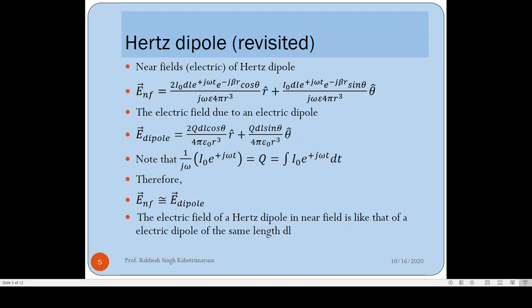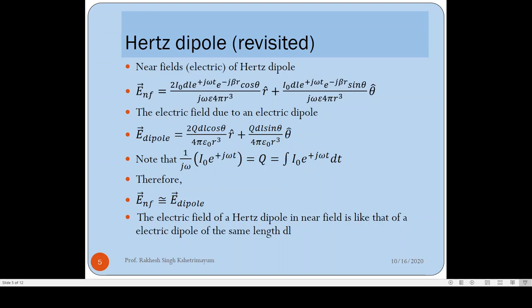This is also a very good observation you can make. From it you can assume that in the near field, the Hertz dipole is behaving like an electric dipole, and you can find the process of radiation heuristically. This is not exact, but you can understand how the field is radiated from a Hertz dipole.